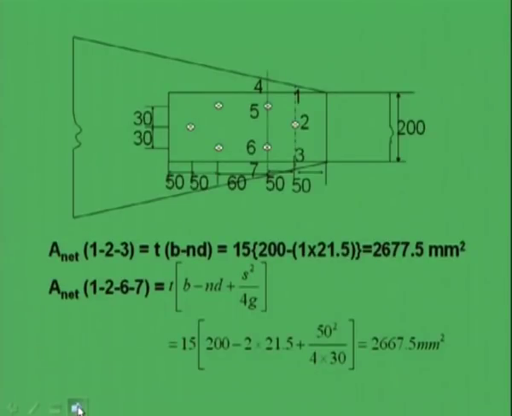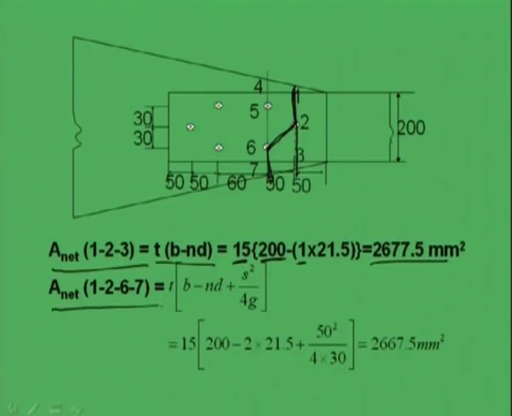Now, let us see for zigzag riveting or stagger riveting. In this case what will happen? The net area, first we have to see through 1, 2, 3. This is one possible case of failure. For this, T into B minus ND, that is thickness is 15, B is 200, N is 1 in this case. So, this will be coming 2677.5 millimeter square. So, net area along 1, 2, 3 will be 2677.5 millimeter square. Similarly, another way of failure is 1, 2, 6, 7. In this way also it can fail.